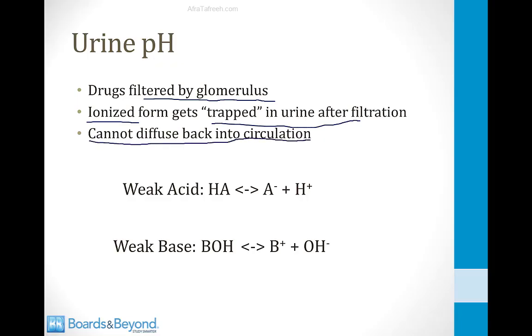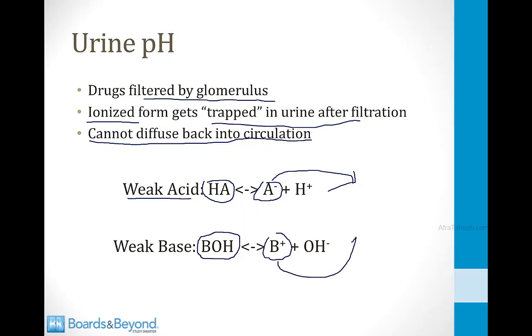into the circulation. So if we look at our weak acid equation right here, if the drug is in this form in the nephron, it will get reabsorbed. But if it's in this form, it will be trapped in the urine and go out of the body. For the base, if it's in this form, it will stay in the body and get reabsorbed. However, if it's in the charged form here, it'll stay in the urine and get excreted.